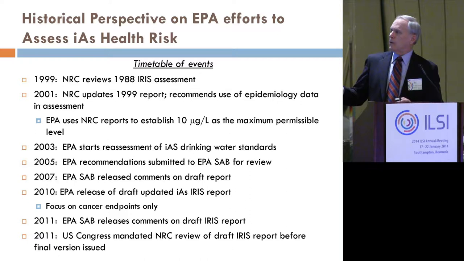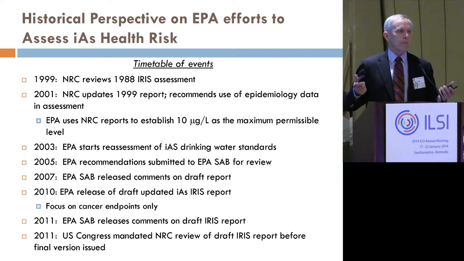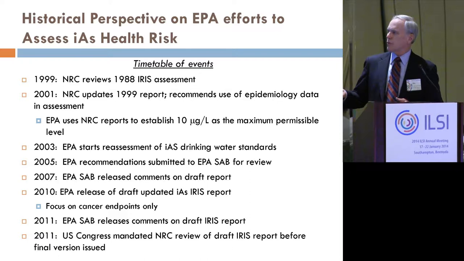In 2003, the EPA took up reassessment of this level based on the growing body of data that were becoming available. They submitted their recommendations to the Science Advisory Board for EPA in 2005. In 2007, the Science Advisory Board released the report, and the EPA released their draft, updated IRIS report, and importantly, it focused on cancer endpoints only, after exposure to inorganic arsenic. And the SAB released their reports in 2011.